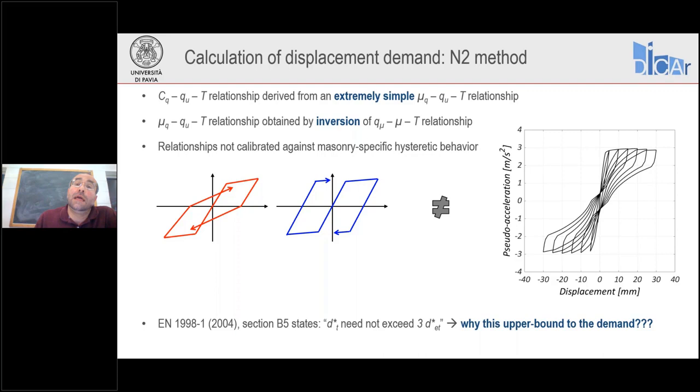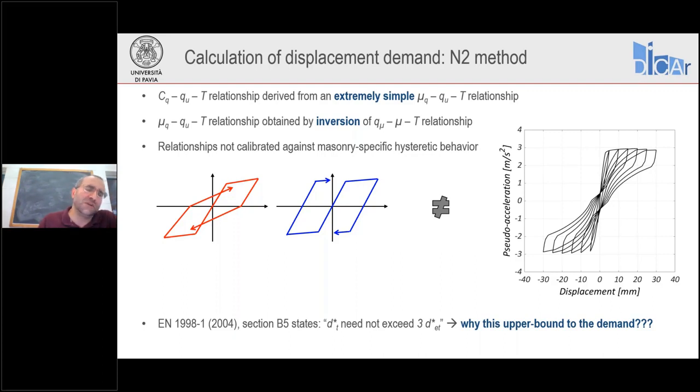Not only that, the N2 method was calibrated using standard hysteretic rules, typically purely elastoplastic, which can be representative of ductile steel structures, or Takeda hysteretic relationships, which are more appropriate for reinforced concrete structures, but nothing actually representative of masonry systems, which have different shapes for their hysteretic behavior. So this is another factor affecting the accuracy of the method.